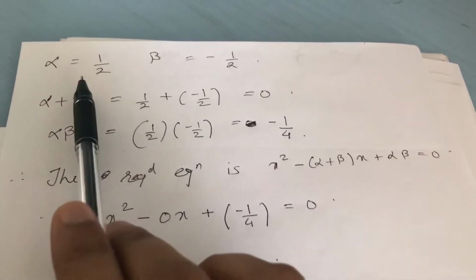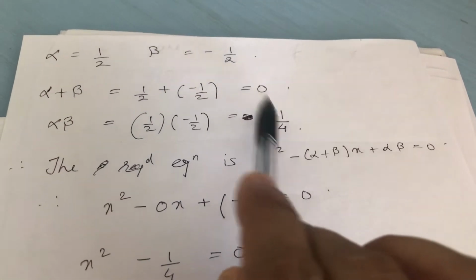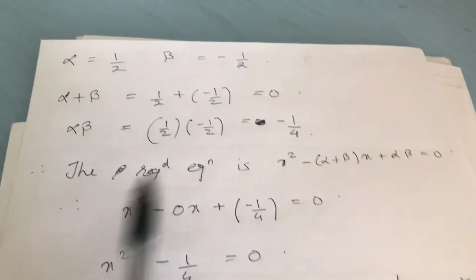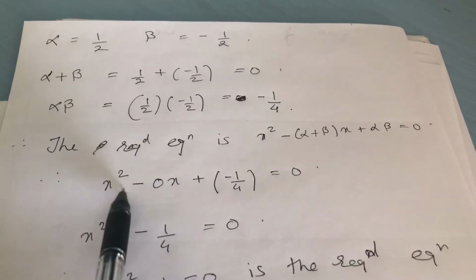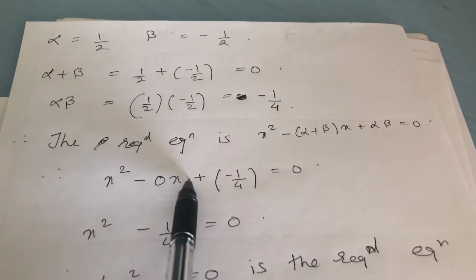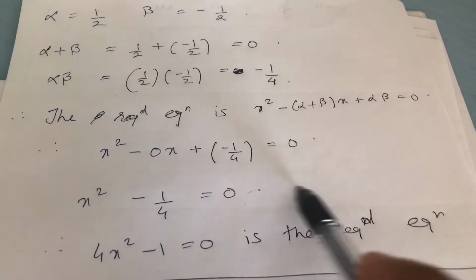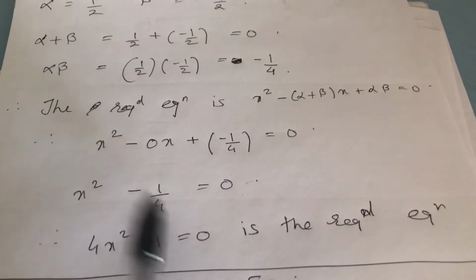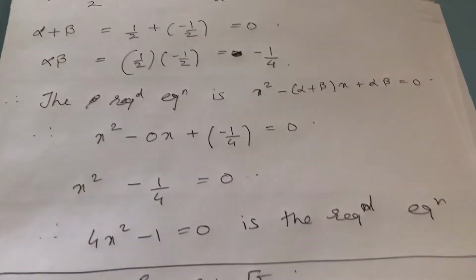Next, half and minus half, again you add both of them to get 0, you multiply them to get minus 1 upon 4. So therefore the required equation will be this thing. Now no need to write this part. Okay. So what you get, x square minus 1 upon 4 is equal to 0. Even if you leave it till here, it is okay. Else, because it does not look good, multiply each term by 4, you get this. This is the required equation.